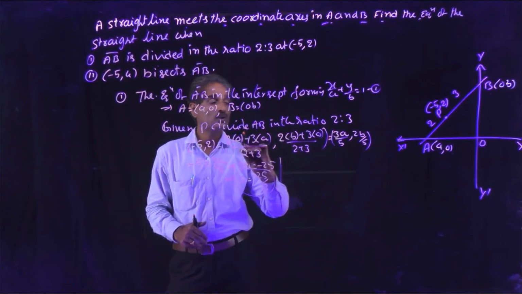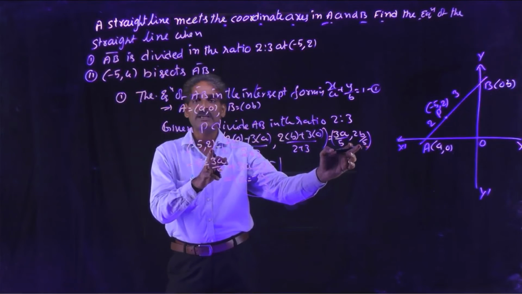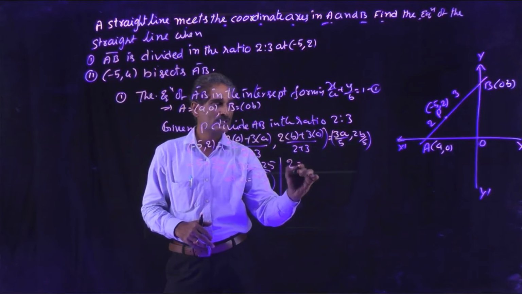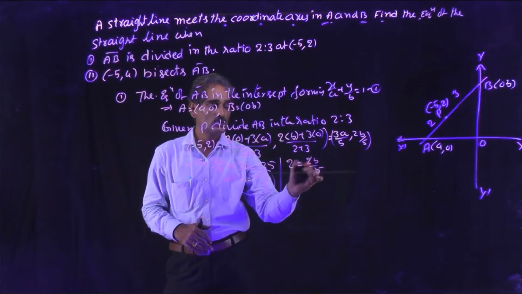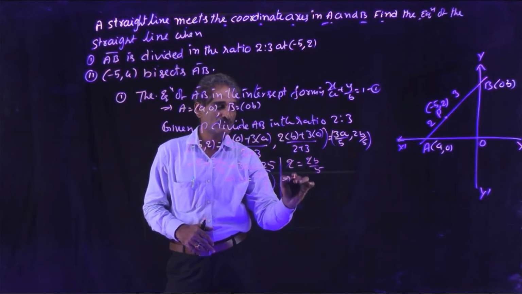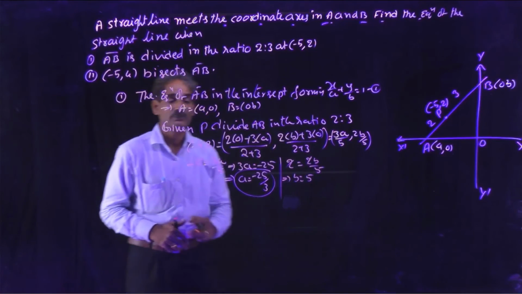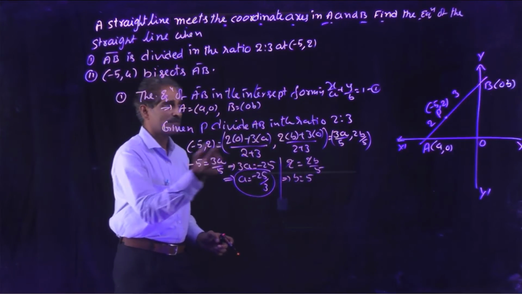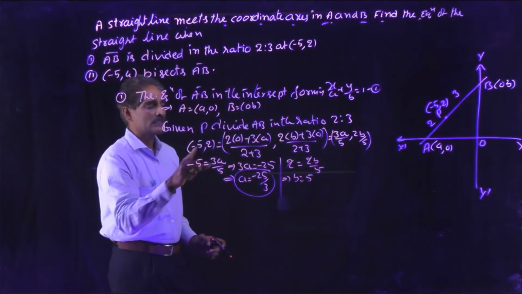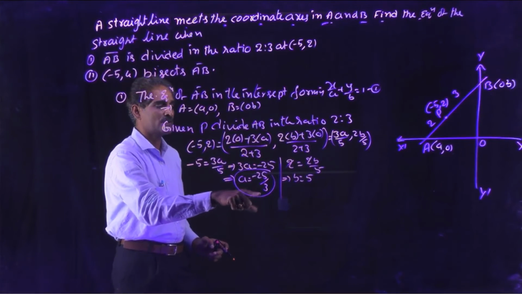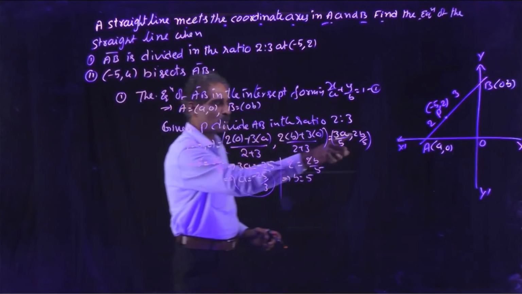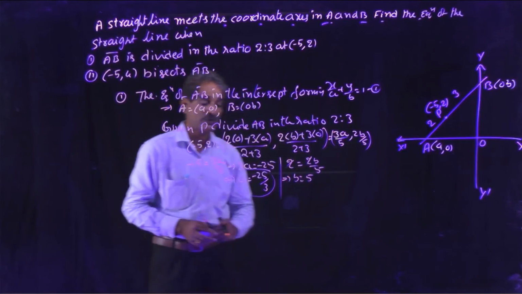Similarly, find the B value by equating the y coordinate. 2 is equal to 2B by 5. 2 will get cancelled. This implies B is equal to 5. So here, minus 5 is equal to 3A by 5. 3A is equal to minus 25 and A is equal to minus 25 by 3. And 2 is equal to 2B by 5, B is equal to 5.